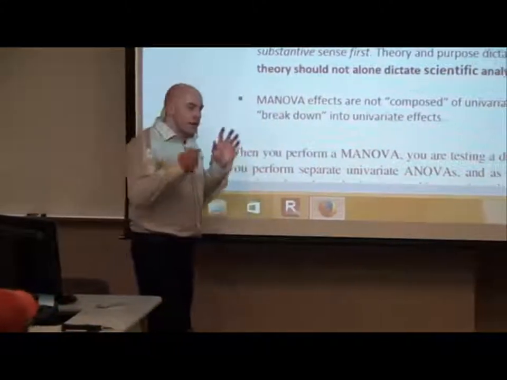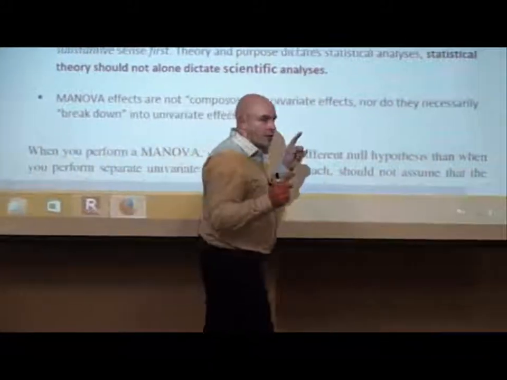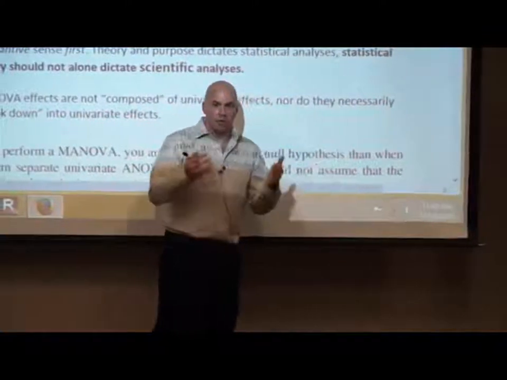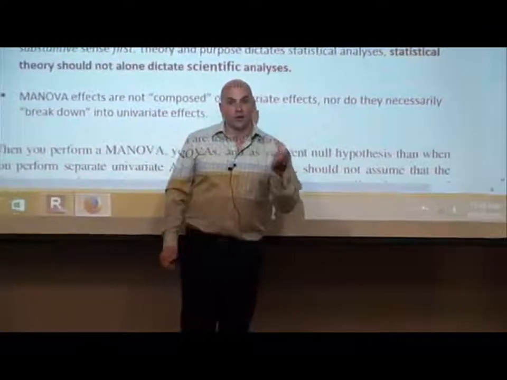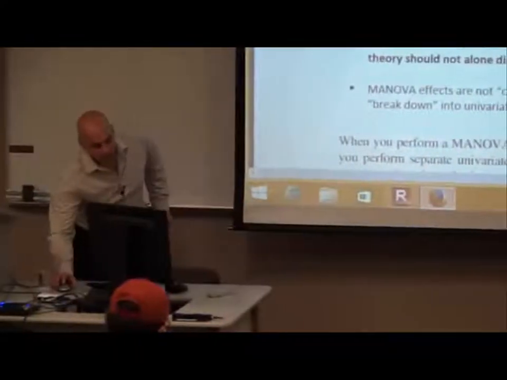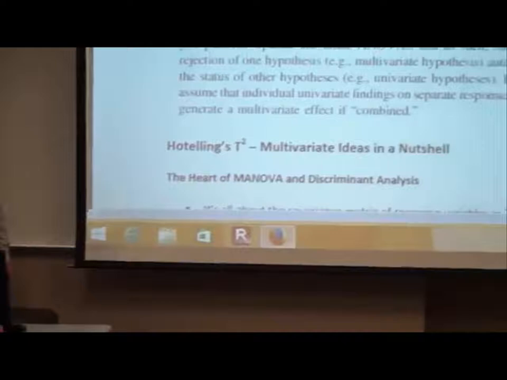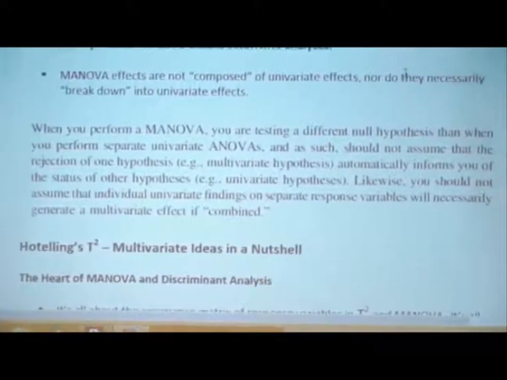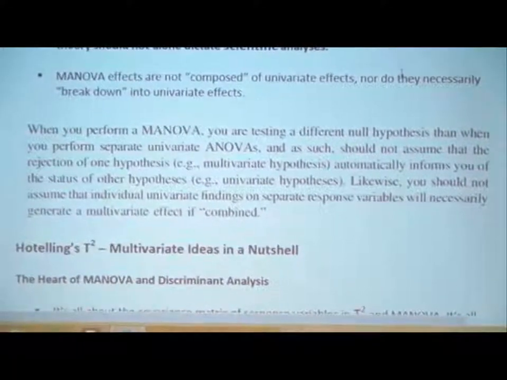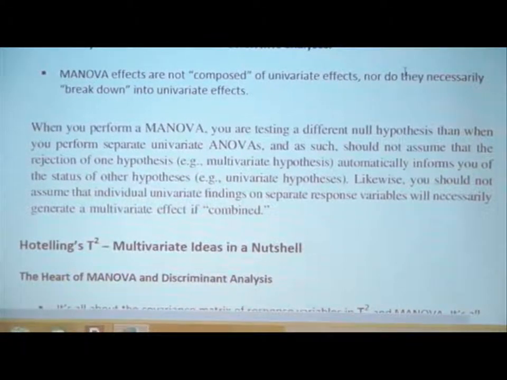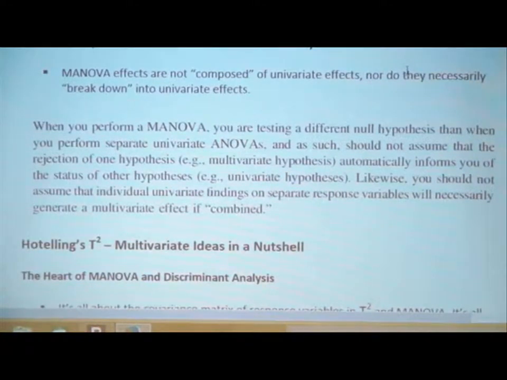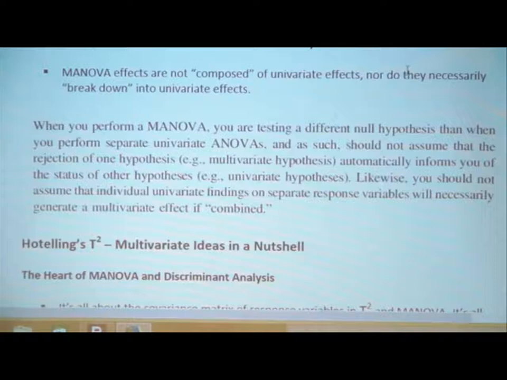That's why I don't think it's right to say we do MANOVA because we have more than a single response and we want to control type 1 error. No, you do MANOVA because it makes sense. Oh, and here are the statistical benefits to doing it. I think that's important. We can say that when you perform a MANOVA, you're testing a different null hypothesis than when you perform separate univariate ANOVAs. And you should not assume that the rejection of one hypothesis, the multivariate hypothesis, automatically informs you of the status of other hypotheses, univariate hypotheses.